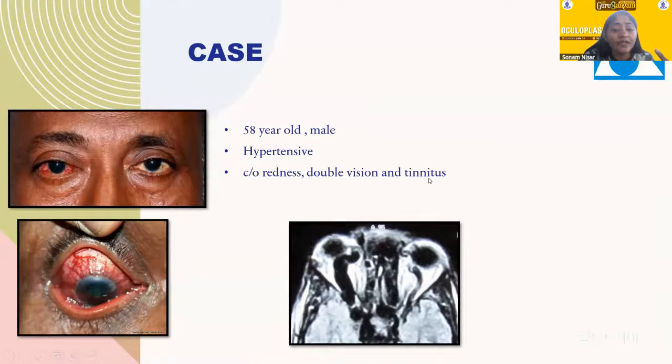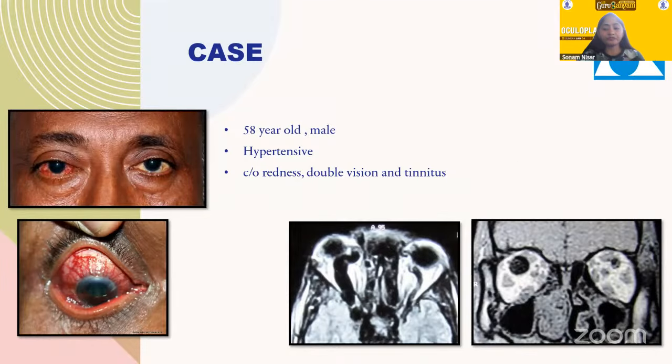The patient did come with tinnitus, and when you just put a finger on top, you'll see that there are pulsations. This is only seen in direct CCF, not in indirect CCF. When you do an imaging, if it is draining into the orbit, you will see this huge superior ophthalmic vein, which is dilated. So this is a case of post-traumatic CCF.